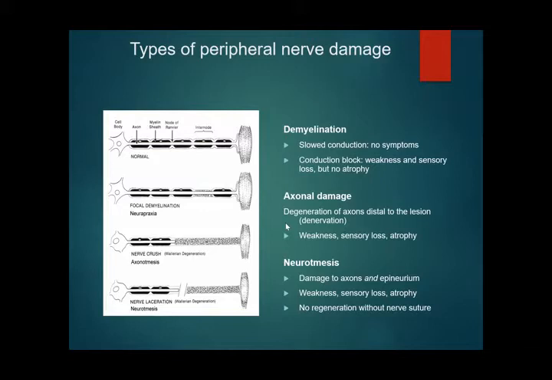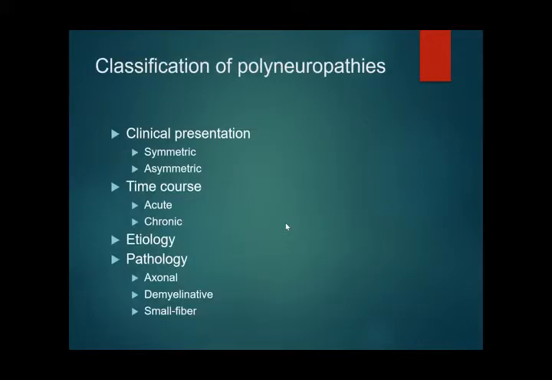As far as classification of polyneuropathies is concerned, these can be classified in several ways. Like these can be classified according to their clinical presentation. If the presentation is symmetric or asymmetric, both have different causes. Time course, acute or chronic. As you know, in acute we consider GBS and porphyric neuropathies, and in chronic the examples are chronic inflammatory demyelinating polyneuropathy, diabetic neuropathy, neuropathy secondary to CKD, or some other vasculitis and connective tissue disorder. You can classify according to etiology, and you can classify according to pathology, that is either it is an axonal neuropathy or demyelinative neuropathy, or it is a small fiber neuropathy.